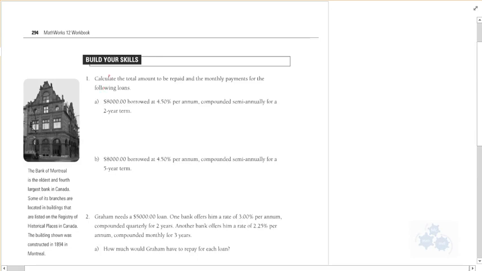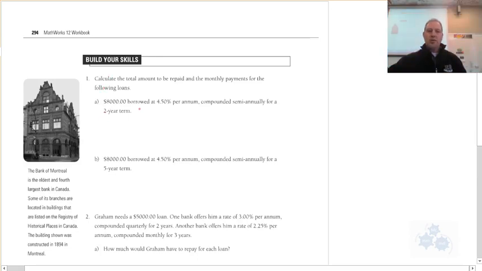Skills for 1A, if you want to do number 1, $8,000 was borrowed. So if we're looking at A equals P times 1 plus R over N to the power of N times T, this right here is the principal. That's what was borrowed. So 8,000 goes here.